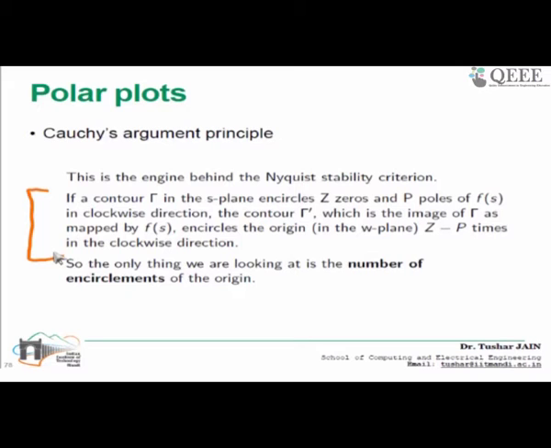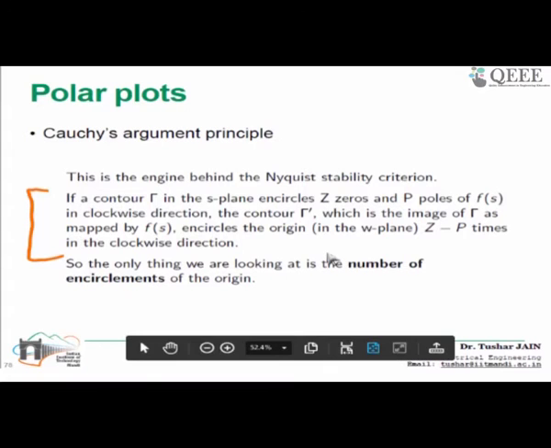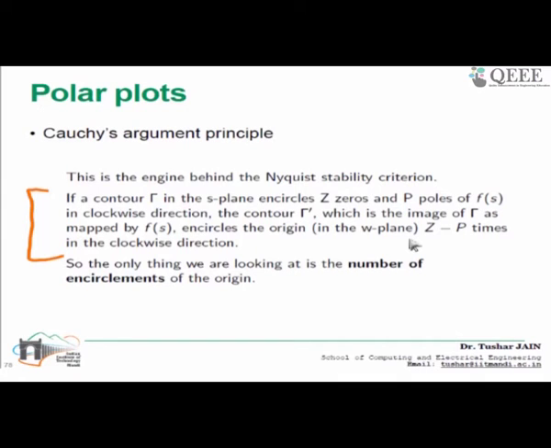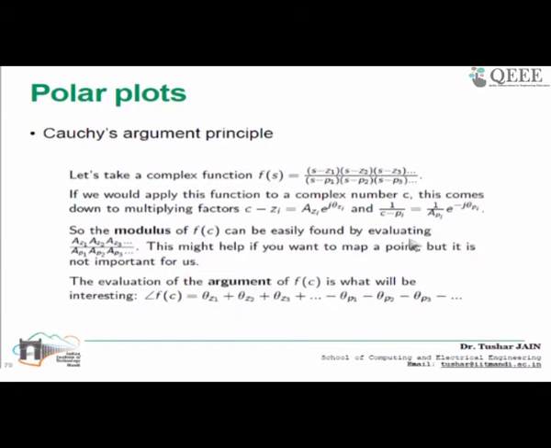We know the location of the poles and zeros of, let's say, G into H. And just by computing the number of encirclements of the origin by this contour in the new plane, we can speak directly about the stability. All right, so let's see what it says.